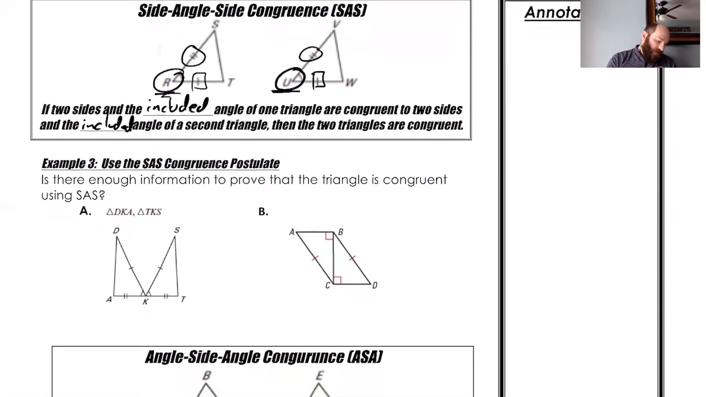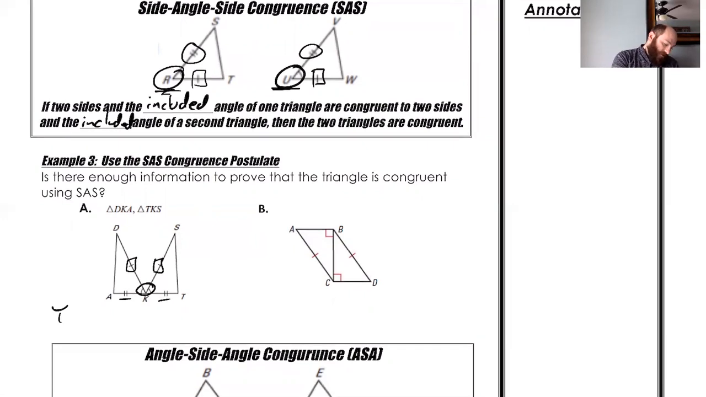So do I have enough in these 2 scenarios? Let's take a look. I have my angles here match up. My sides here match up, and here match up. And are the angles included? Yes. So therefore, yes, I do have side angle side here. And I would say that triangle DKA is congruent to triangle, I'm not a huge fan of that one, but DKA should be SKT.